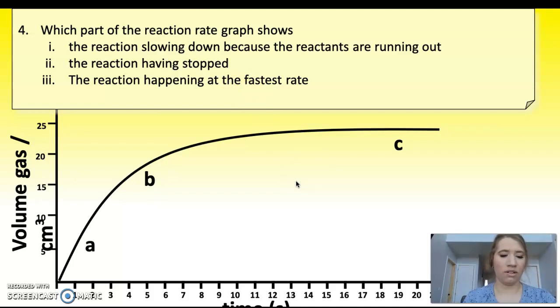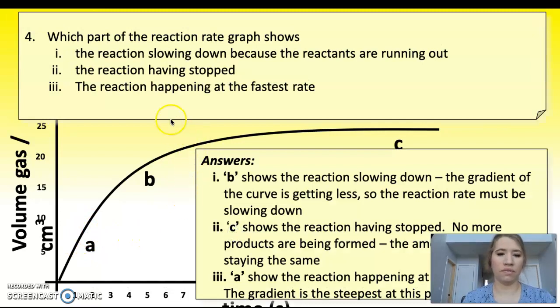Okay. So when I look at this, I'd say, well, where it's the steepest is where it's happening the fastest. So A would be part 3 here. Okay? And then the reaction having stopped, and we're no longer creating products, so that would have to be C. And then where it's slowing down, we're getting less steep, that would be B.